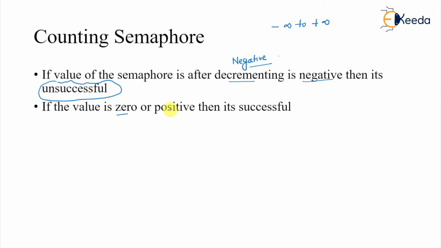If the value is 0 or positive after the operation, okay, if it is 0, then it is successful. So this is the idea of your counting semaphore.